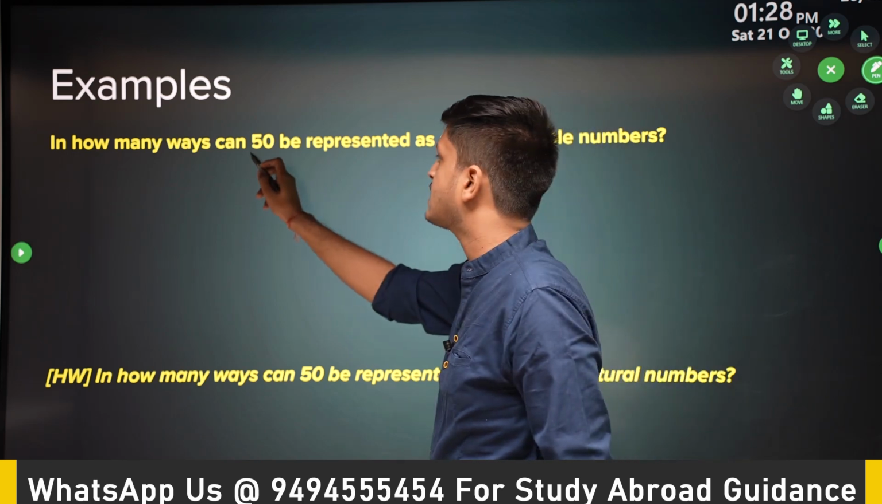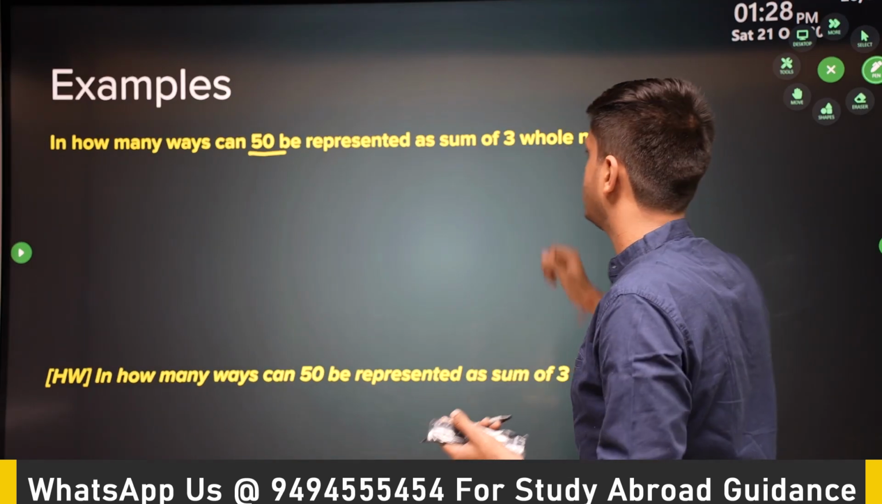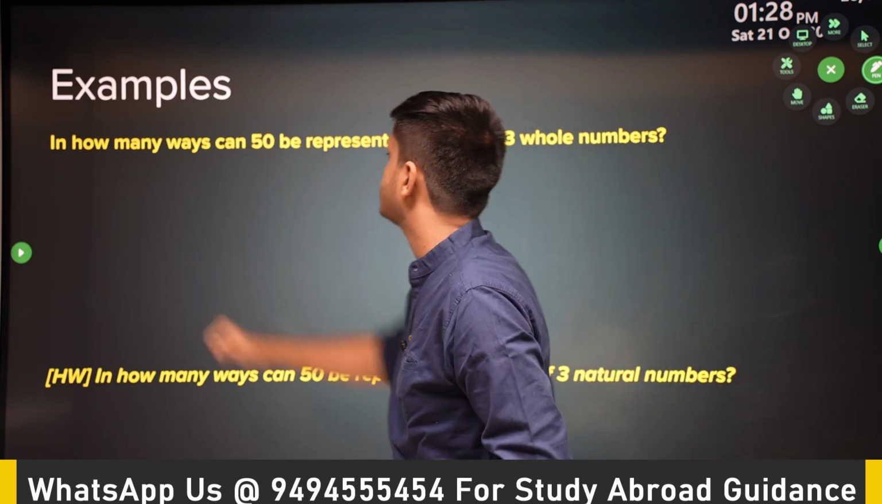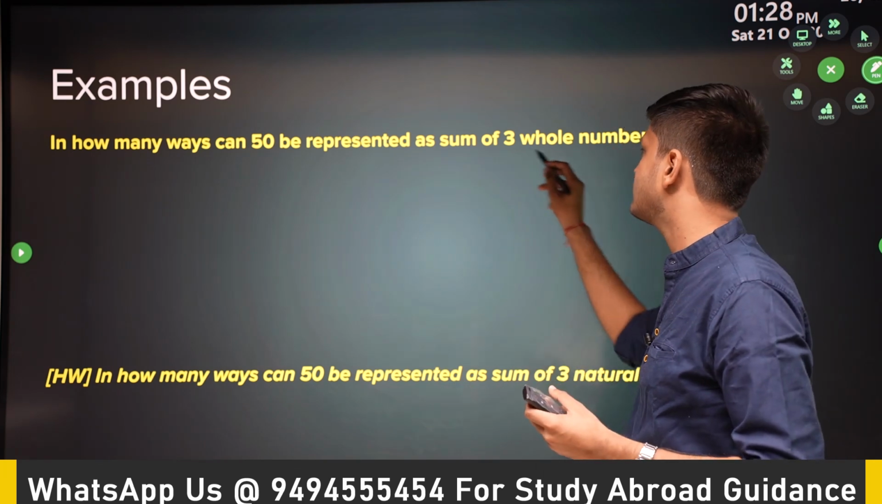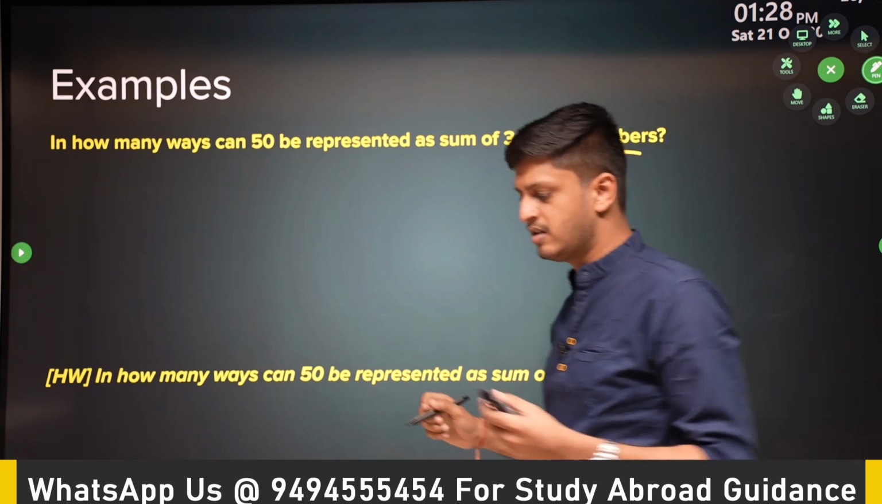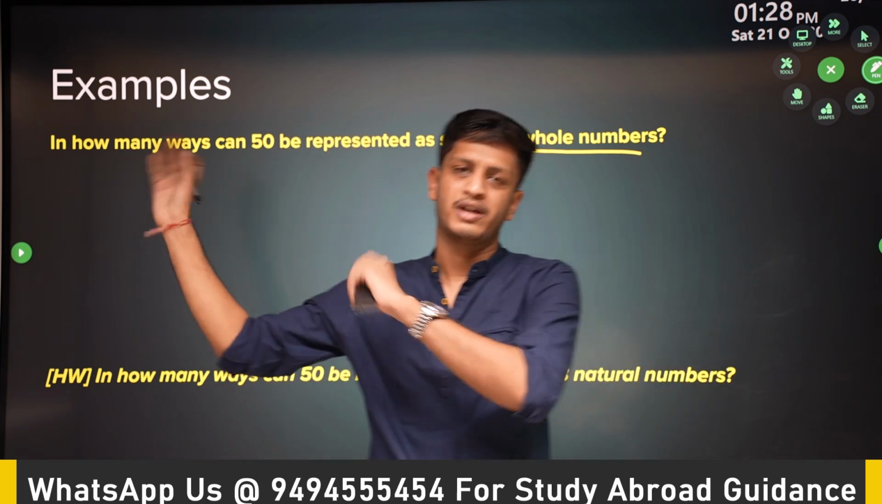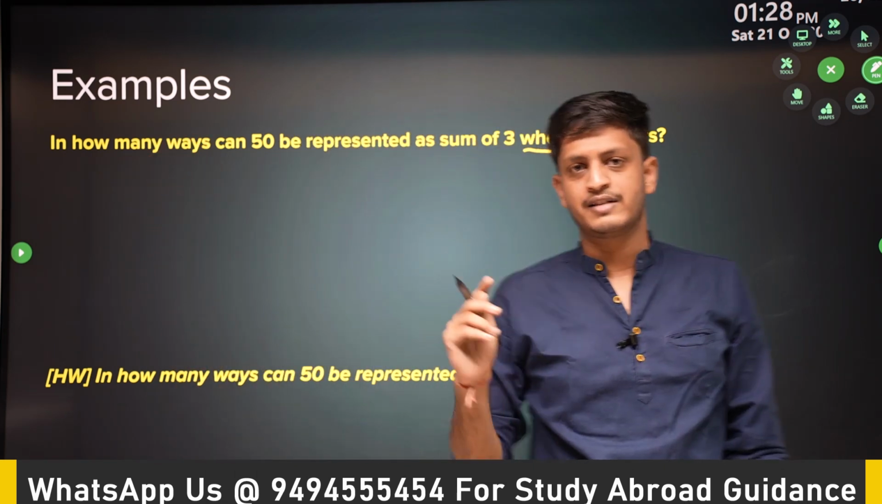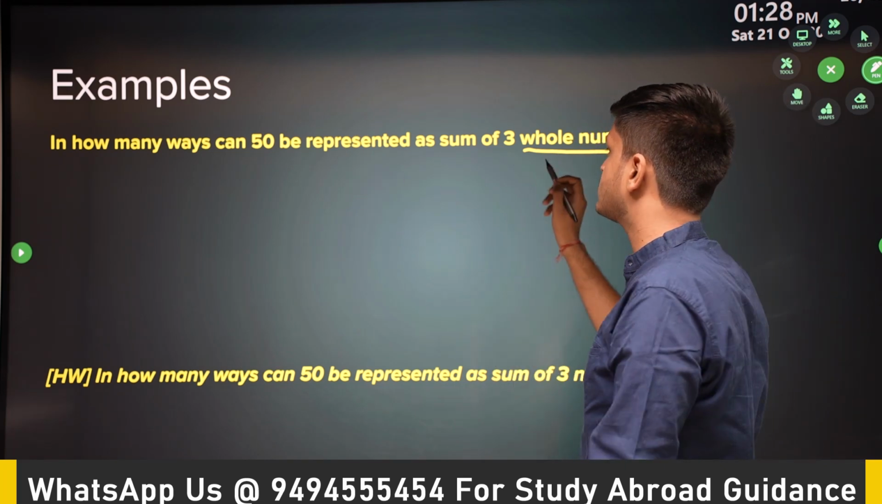In how many ways can 50 be represented as a sum of 3 whole numbers? Whole number is what? Again the same thing, right? Non-negative integers. Whole number is 0, 1, 2 up to anything. So again, this is a question, map it to an equation.